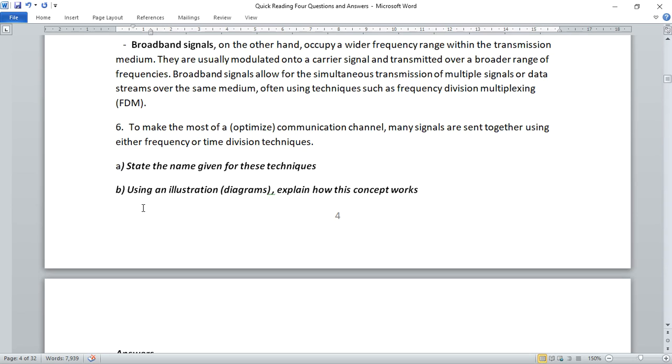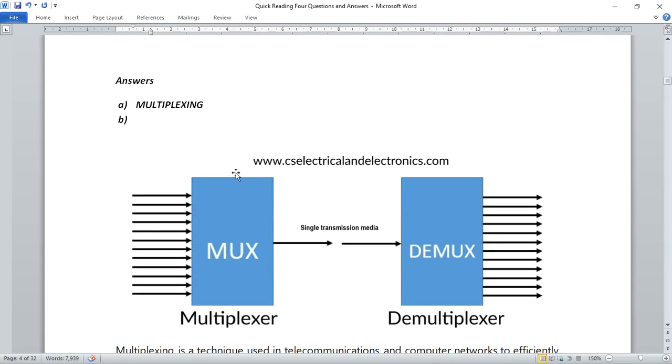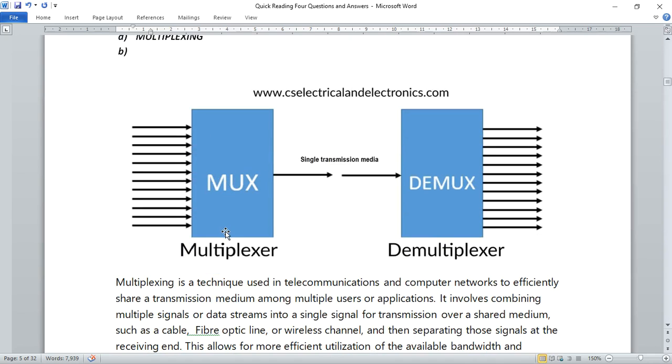The second point is, using an illustration or diagrams, explain how these concepts work. So basically, guys, here we are talking of multiplexing. Just like you can see in this diagram, there are so many gadgets transmitting data, but these gadgets need not have a direct connection to the recipient. To avoid that, we have a gadget called a multiplexer.